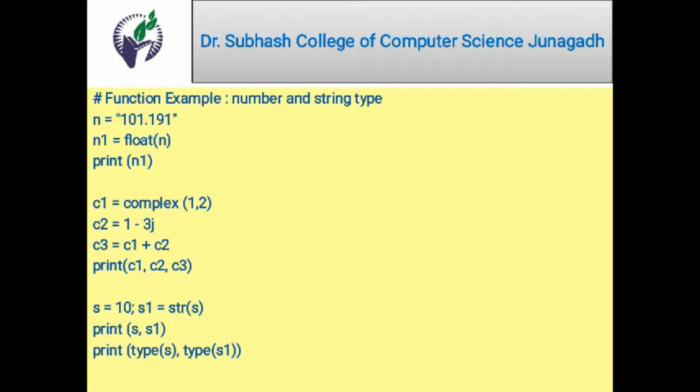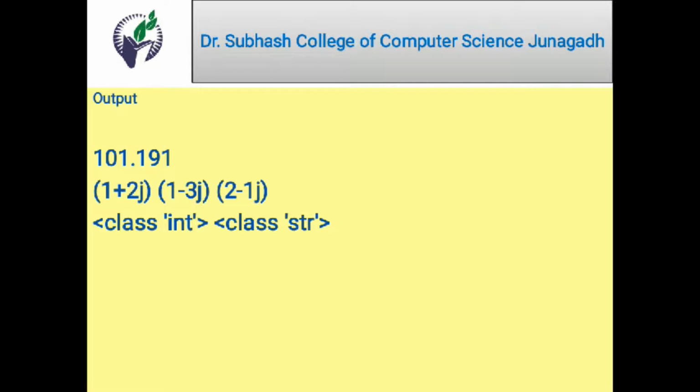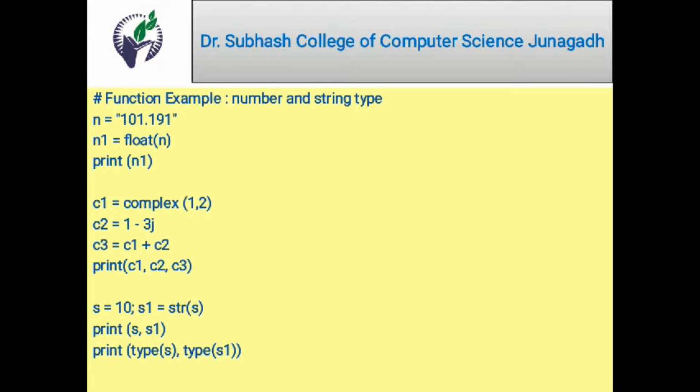s and s1, both will be displayed as 10, and the type of both is the important part. Here it is of integer, here it is of string. So the output here is integer, and here is string. The output of print s, s1 will display both values as 10, but here it is an integer and here it is a string, meaning type of s is integer and type of s1 is string.